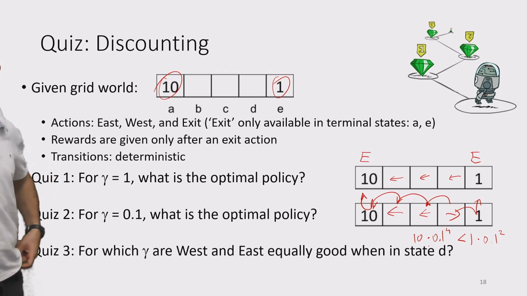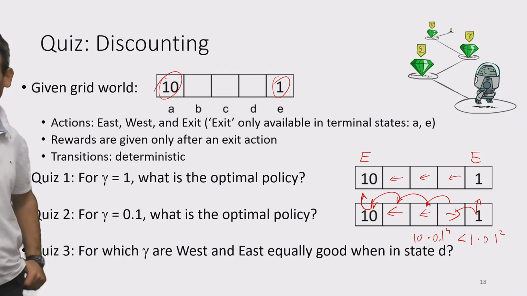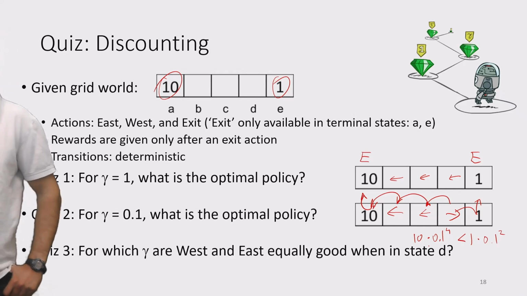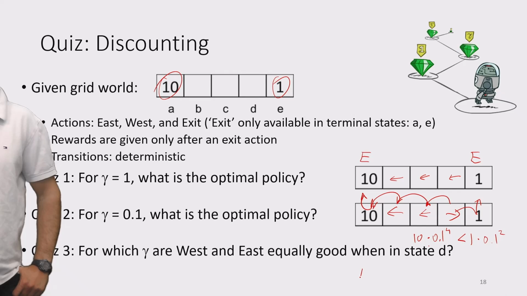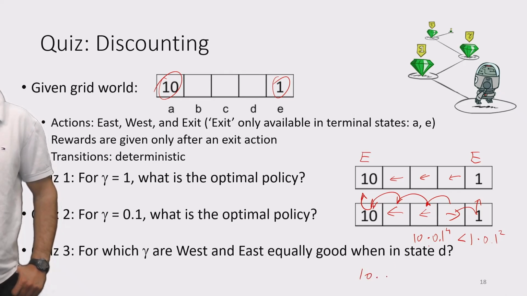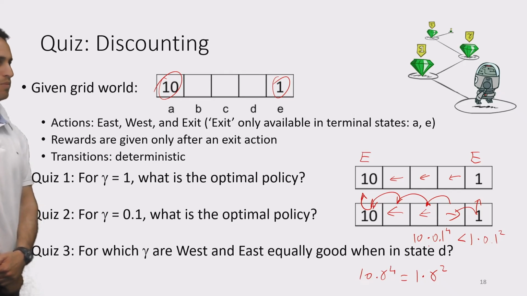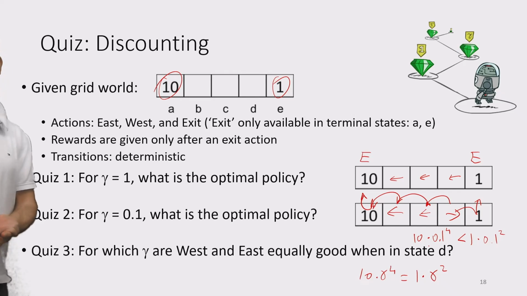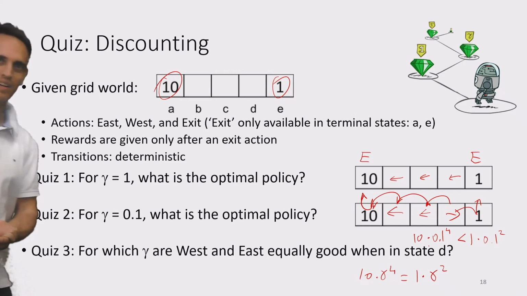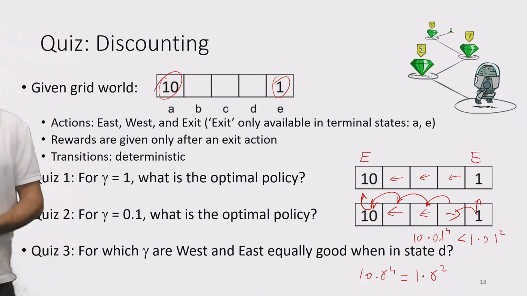Next, for which discount factor are west and east equally good when in state D? We can compute that. You can either get 10 by going left, but you'll get it only after 4 time steps, and we would like this to be equally good as getting a 1 after 2 time steps. We solve this for gamma and get 10 to the power of minus one half. We'll leave that to the audience.